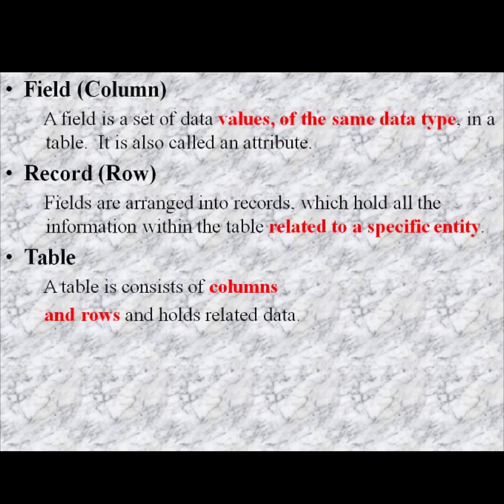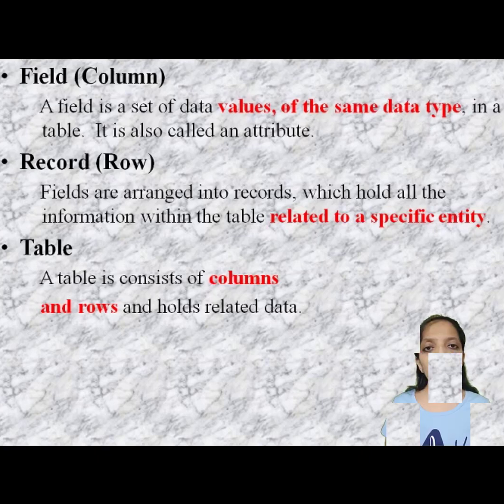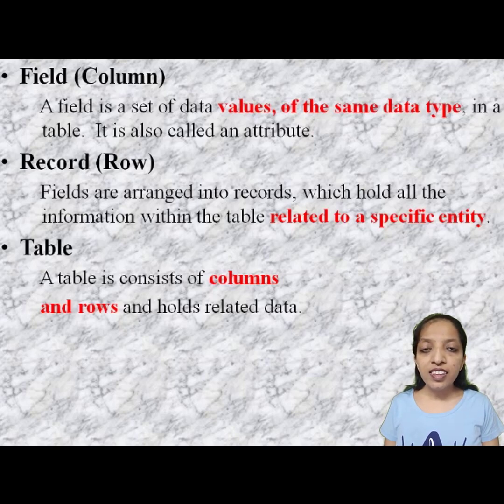A table consists of columns and rows which hold related data. That means the combination of rows and columns, the combination of records and fields, creates a table, and only relevant data is stored in a particular format inside that table.